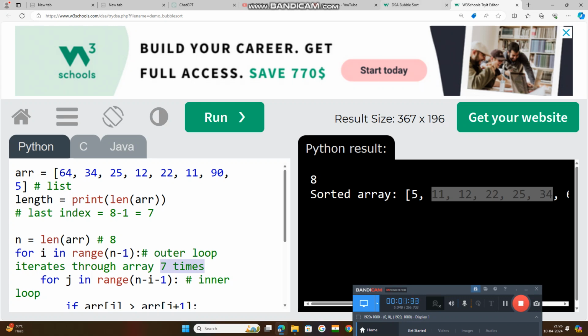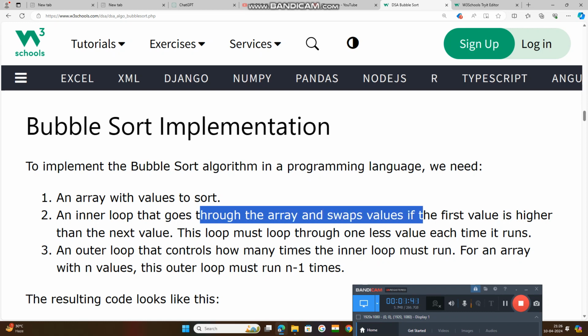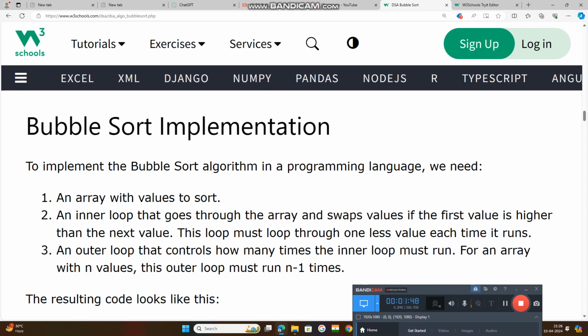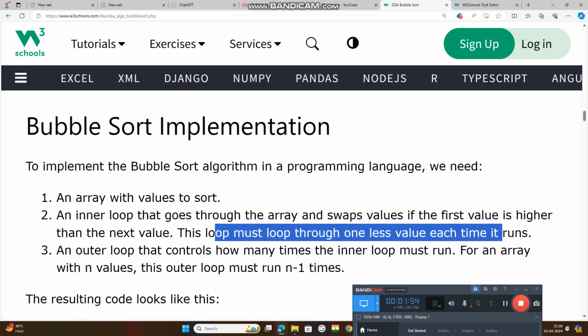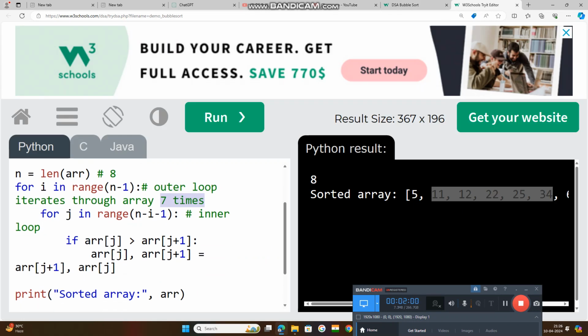So as per this understanding, one array we have set up, and the inner loop goes through the array and swaps values if the first value is higher. Whenever it takes two values, it compares and swaps them. This loop must loop through one less value each time it runs. So every time this will run minus 1. For the inner loop, the value will always be minus 1.